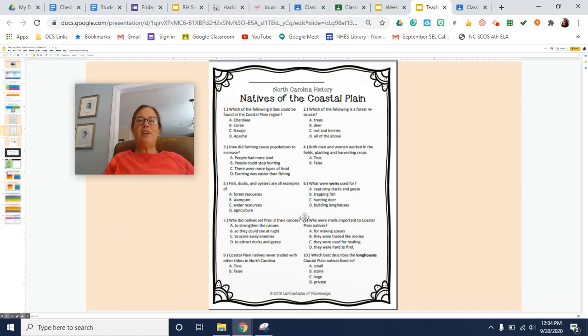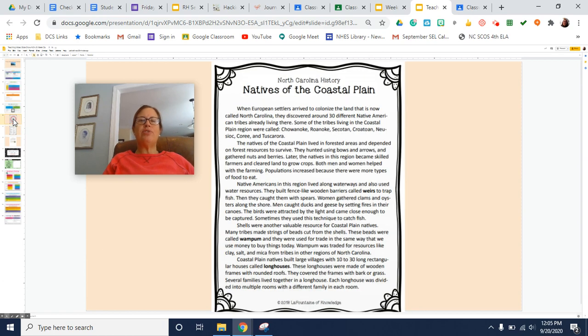Welcome back. And I hope you picked A. True, that both men and women worked in the fields. Fish, ducks, and oysters are all examples of, and you have forest resources. I'm not sure oysters are found in the forest. They're found in the water. Wampum, water resources, or agriculture. All right, let's go back to the text. Fish, ducks, and oysters. Okay, this section is talking about water resources. I need you to find fish and then pause, look up oysters and ducks.